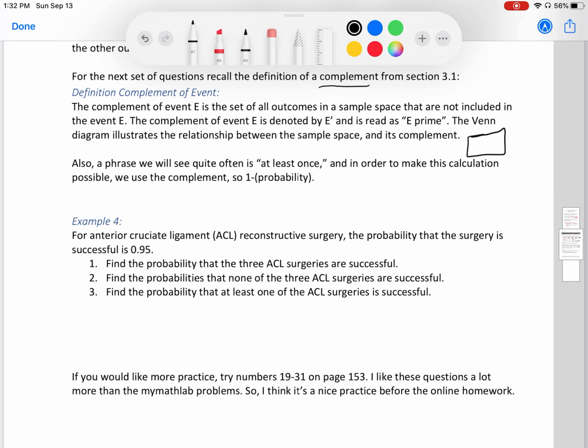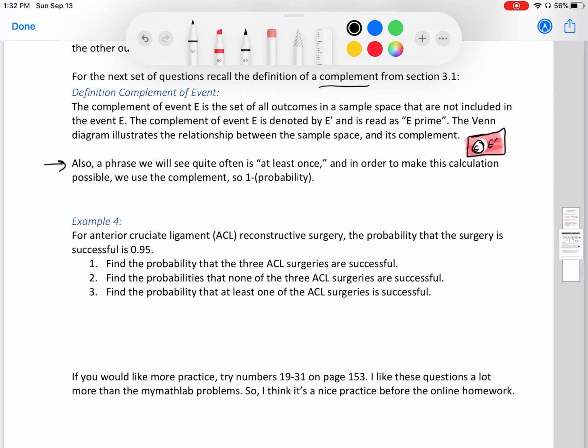So if all of this is our event space, and this is E, then you have E and not E, right? So everything else.